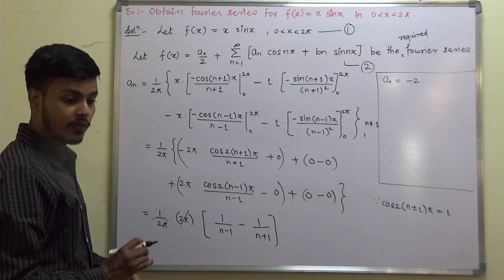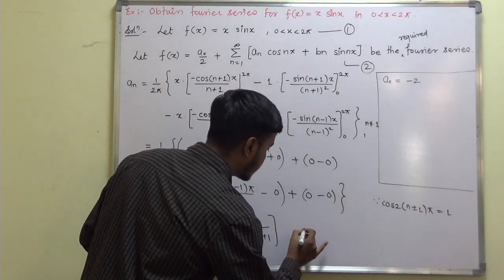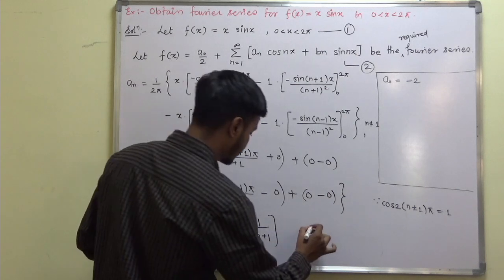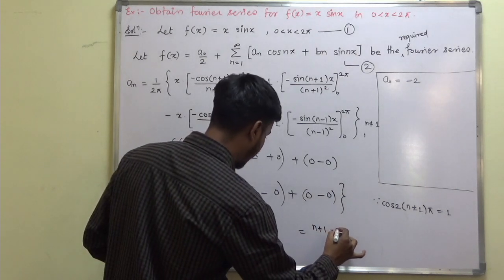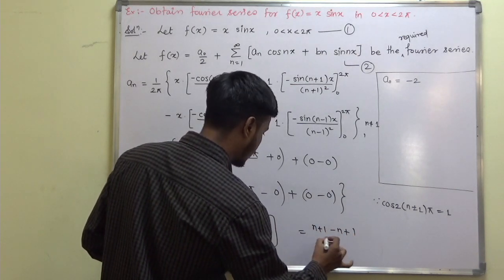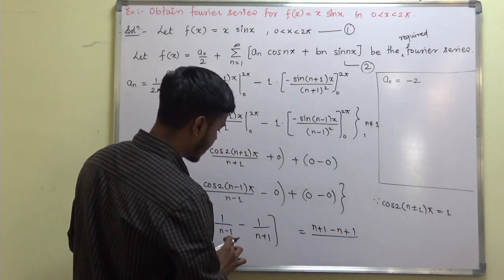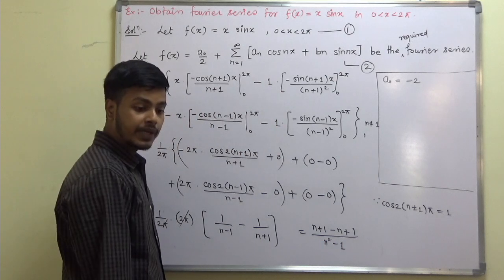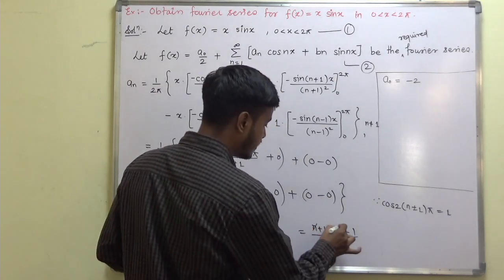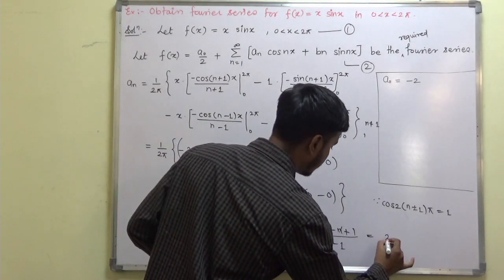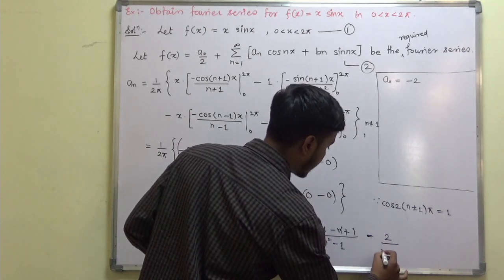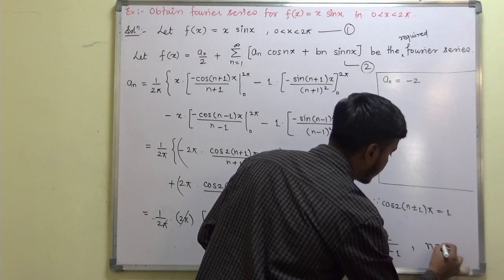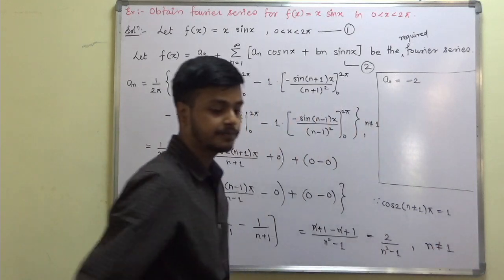So what is my an? This is equal to, take the LCM of this, so this is (n plus 1) minus (n minus 1) upon (n minus 1)(n plus 1), that's n square minus 1. Okay, so this gets cancelled. So we have an to be 2 upon n square minus 1. Don't forget to write n not equal to 1.